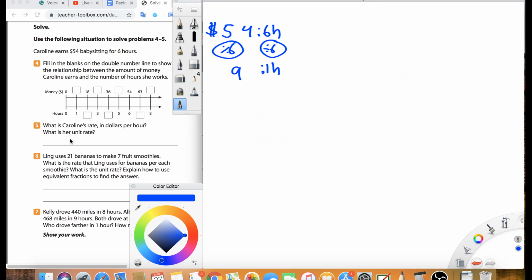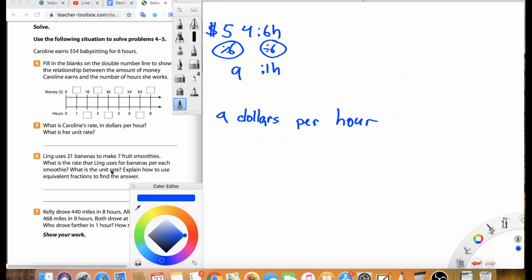But it asks us, what is her unit rate? Her unit rate is $9 per hour. Unit rate will always ask you how much is 1 of something. Right here, our 1 hour is how much of her work she gets paid, which is $9. So what is her unit rate? $9 per hour.